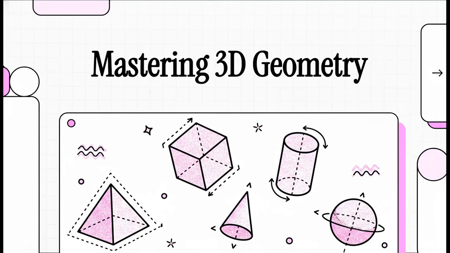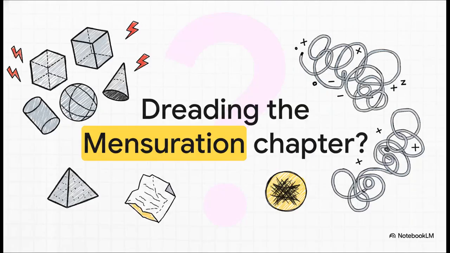Today, we're diving into a chapter that I know can be a major stress point for your ICSE boards, 3D geometry, or mensuration. Let's just jump straight in. Yeah, I know that feeling. The second your teacher says the word mensuration, your brain just conjures up this nightmare of endless formulas, weird shapes, and just so much stress. It almost feels like it's designed to be confusing, right?